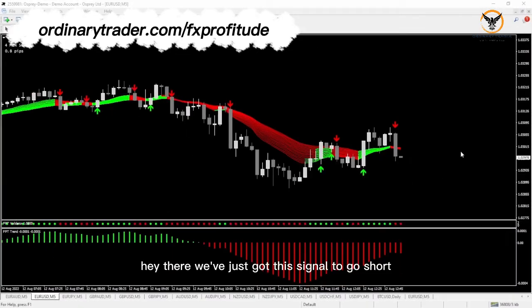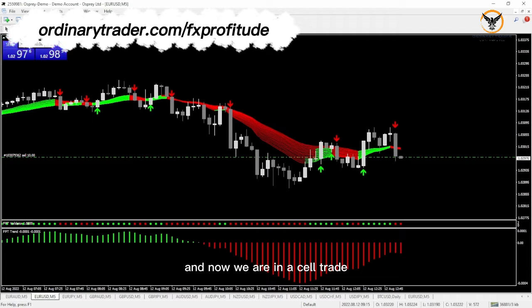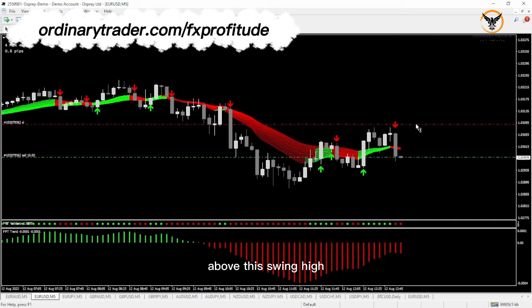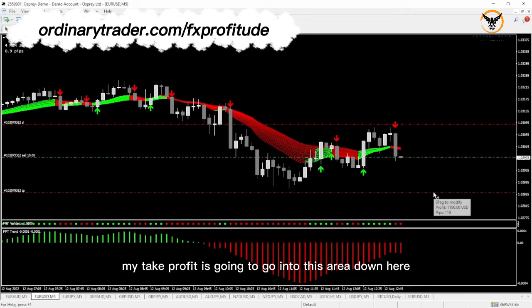Hey there, we've just got this signal to go short, so I am going to sell this. So let's do this, and now we are in a sell trade. So what I am going to do is put the stop loss above this swing high. My take profit is going to go into this area down here, 1-to-1.